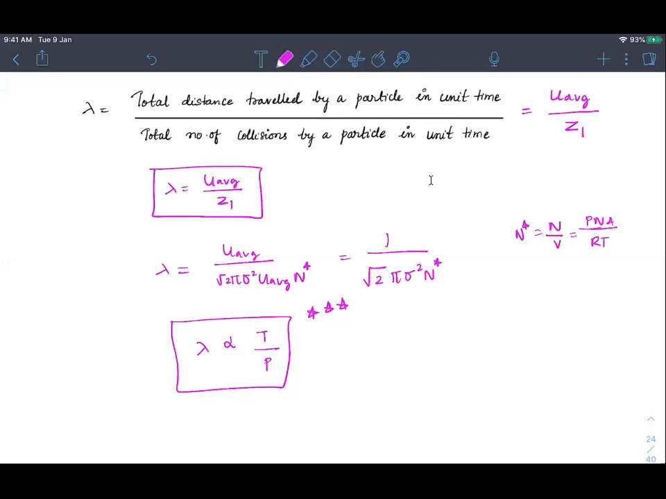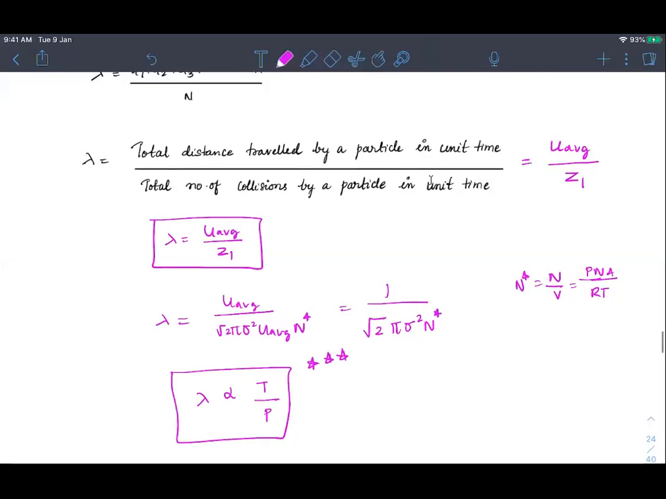So if you have to compare mean free paths, you can see how it is related with temperature and pressure. You can be asked, at constant pressure, if the temperature is increased, what would happen to the mean free path? Mean free path will also increase. At constant temperature, if pressure is increased, the mean free path will decrease.